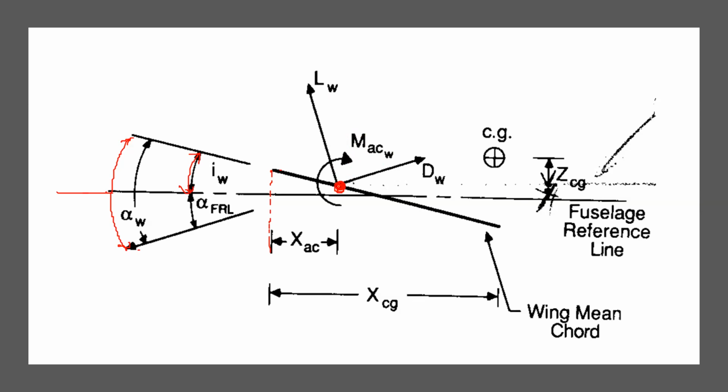Lift is acting through this point, and if you visualize it correctly, the lift is perpendicular to the velocity, and drag is opposite to the velocity. All right. So lift and drag forces are acting on the aircraft wing, and this is the CG of the aircraft. Okay, and it has a Z location here, and its X location is this length. So this is our geometry.